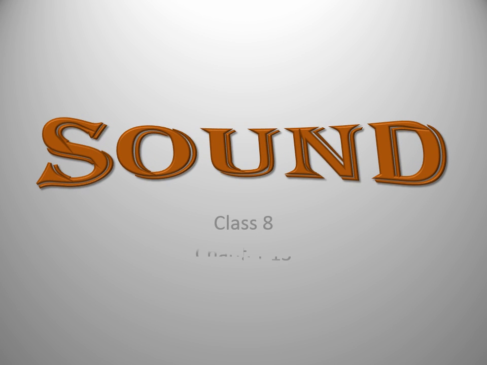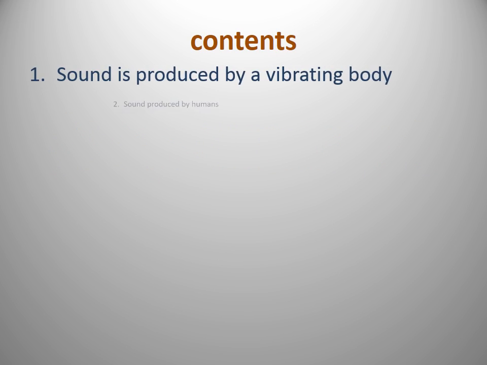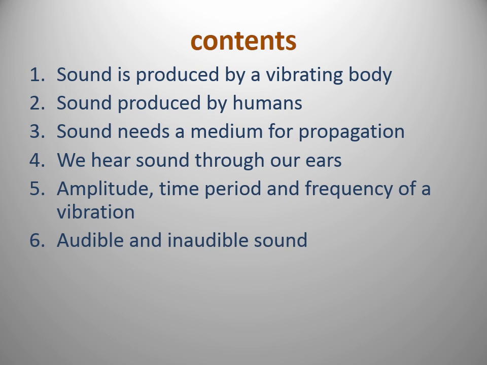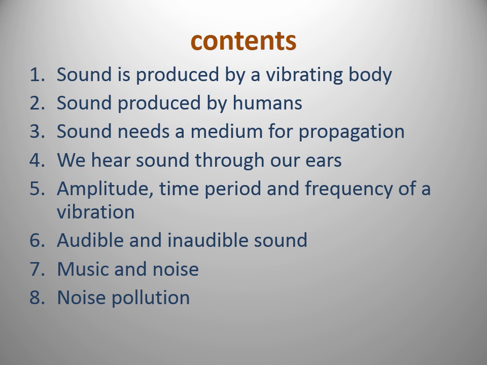The chapter's name is Sound. Chapter 13 of Class 8. The main contents of this chapter are: first, sound is produced by a vibrating body. Second, sound produced by humans. Third, sound needs a medium for propagation. Fourth, we hear sound through our ears. Fifth, amplitude, time period and frequency of a vibration. Sixth, audible and inaudible sound. Seventh, music and noise. Eighth, noise pollution.